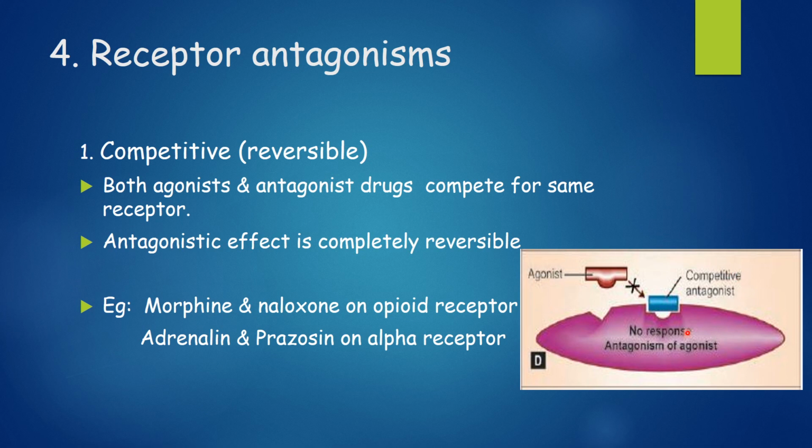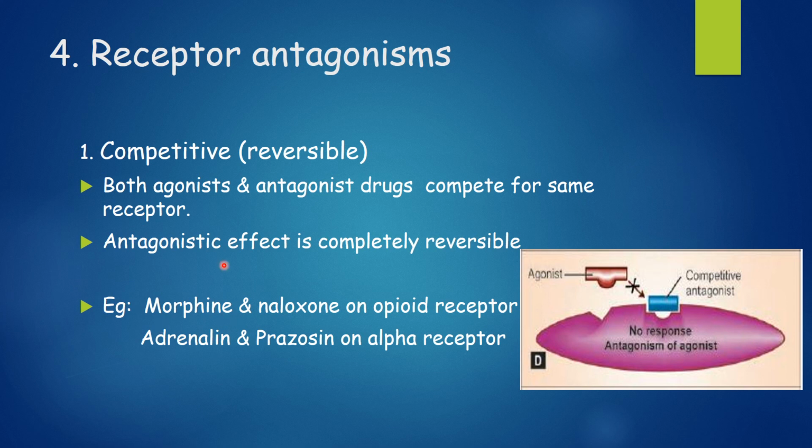But in the same way, the competitive antagonist or reversible antagonist is also competing for the same receptor and attaches first, before the agonist. So when the receptor is blocked by this antagonist, the agonist cannot attach to the receptor, and there is no response, which is antagonism of the agonist. The antagonistic effect is completely reversible. When we increase the amount of agonist, or decrease the amount of antagonist, the response will be restored. For example, morphine and naloxone both act on the opioid receptor.